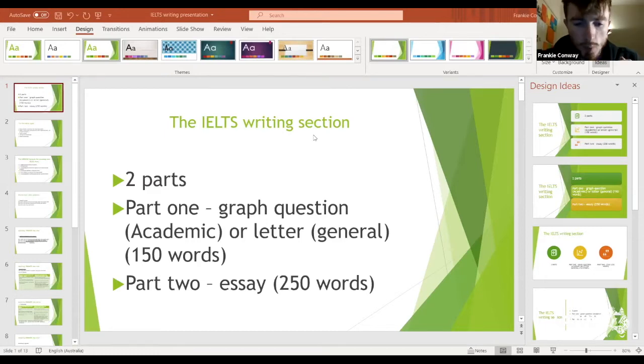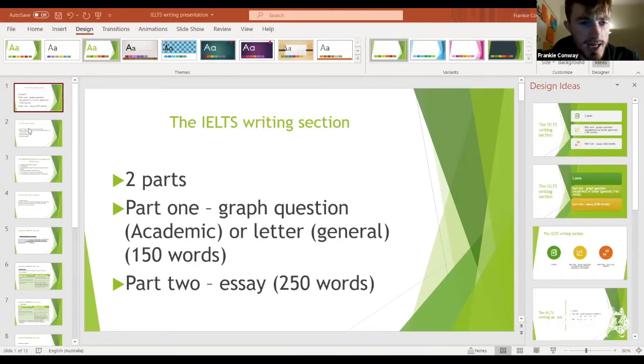And as you'll know, it's one of 4 parts of the whole test: writing, speaking, listening, reading. And I feel that the writing one is sometimes one that requires a little bit more focus because it's quite specific with the structure. So anyway, the writing section of the test, guys, is in 2 parts. Part 1, depending on whether it's academic or general, would be either the graph question or the letter. And part 2 is the essay.